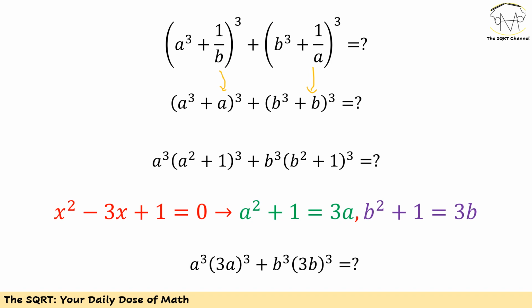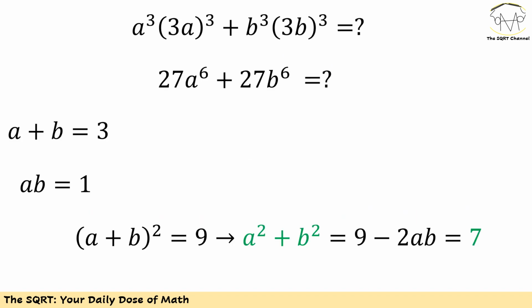Let's see how we are going to take it from here. Remember, we now have this expression that you are seeing on top. Here, the first thing that I'm going to do is simplify. I have 3 to the power of 3, which is going to be 27, and I have a cubed times a cubed, which is going to be a to the power of 6. And similarly, I'm going to have 27 times b to the power of 6. So by now, the only thing that I need to find is a to the power of 6 plus b to the power of 6. The rest is going to be easy.